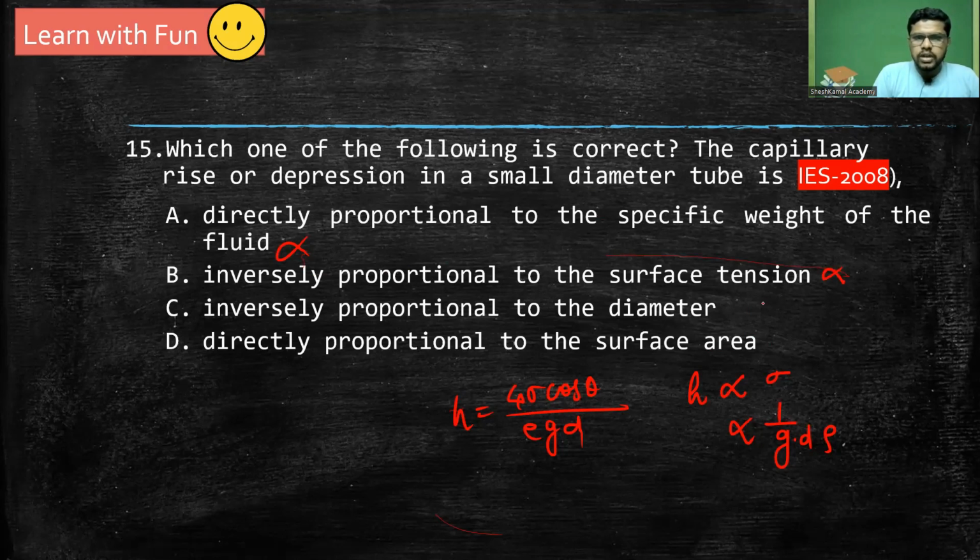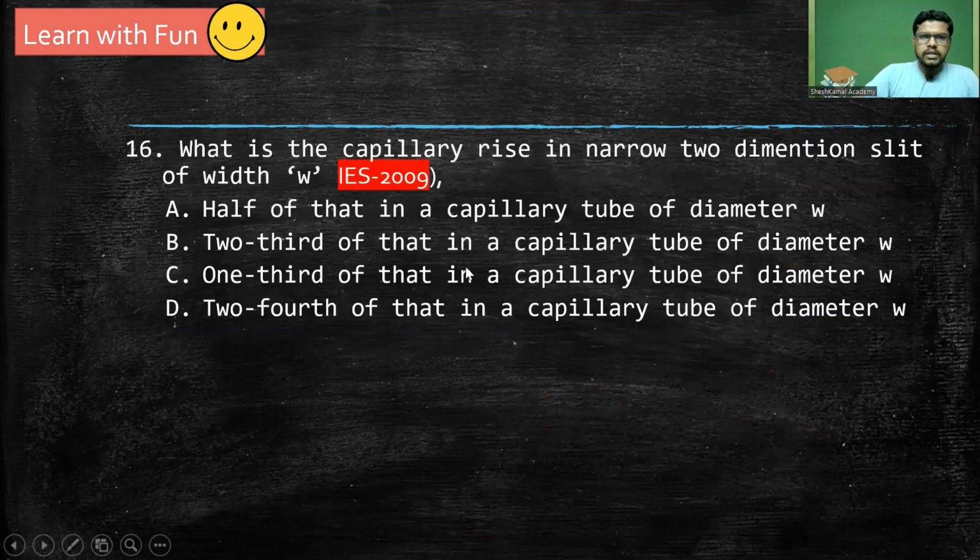Then inversely proportional to the diameter. So here you can see h is inversely proportional to the diameter. So this is the correct answer. So option C is the correct answer.